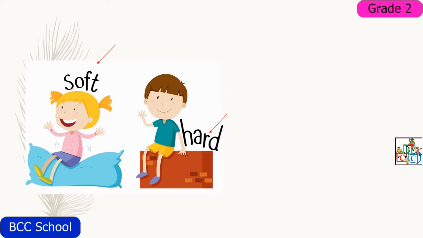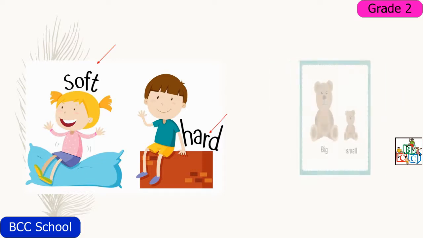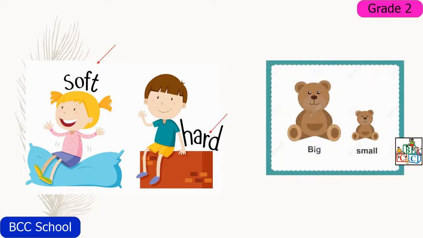Let's look at the next one, which is big and small. So the opposite of big is small. This is very easy. Yes or no? The opposite of big is small. Let's spell big, B-I-G, big. Let's spell small, S-M-A-L-L, small. So the opposite of small is big. Very good. Now let's move to the next.